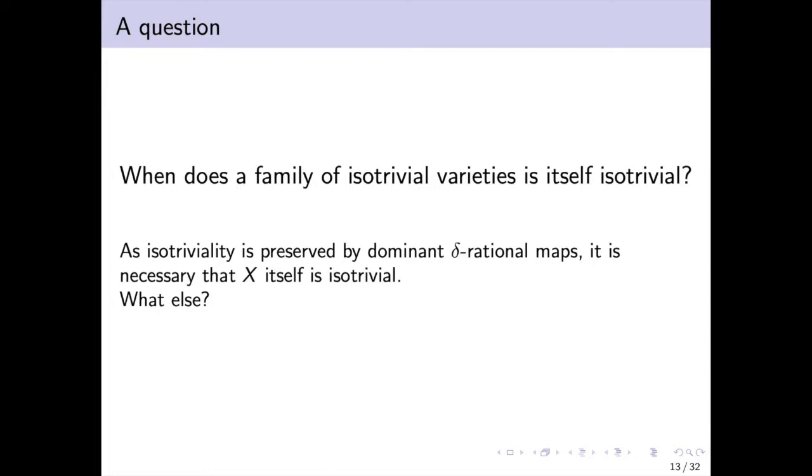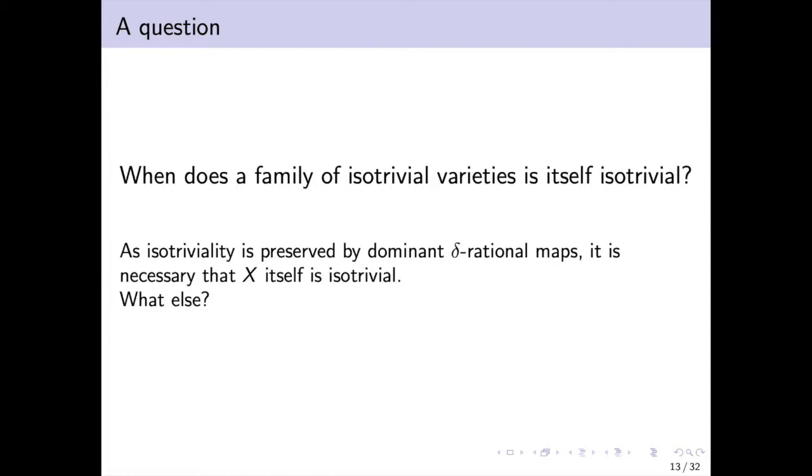Okay, and so, yeah, I think the most basic question that you could ask about this is, when does this family of isotrivial varieties actually become isotrivial? Of course, one immediate thing you could say is that X needs to be isotrivial itself, right? Because pi was this dominant map.